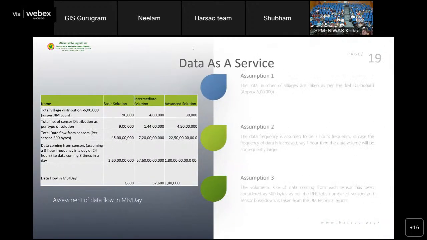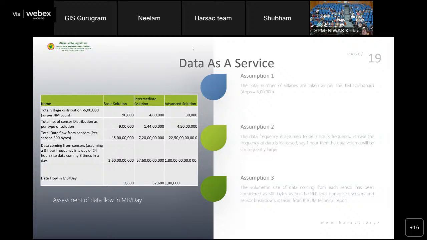Now, when we use data as a service, the most important factor is data, as they would be paying for data. So we did an assessment based on the assumption that there are 6 lakh villages, the data frequency is 3 hours, so 6 times a day, and the volumetric size of data coming from each sensor is 500 bytes.